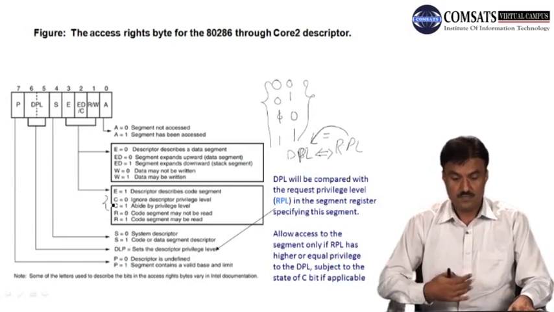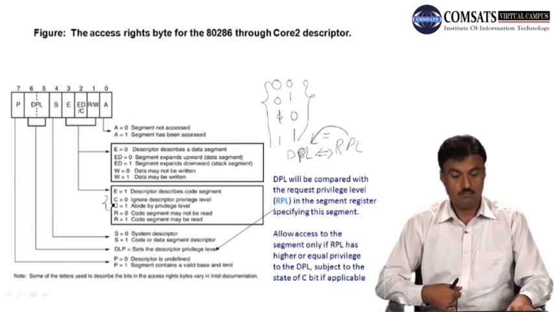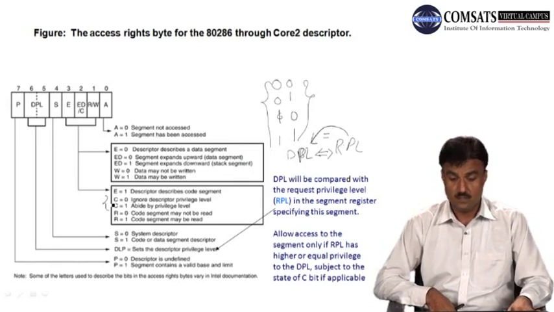There is a last bit that is called the P bit, or bit number 7, shown as P. If P is equal to 0, it means the descriptor is undefined.